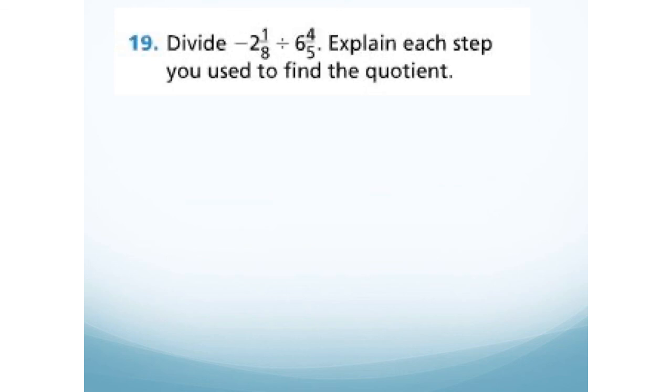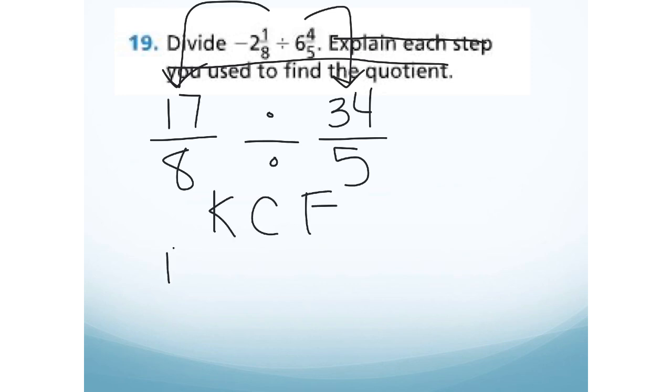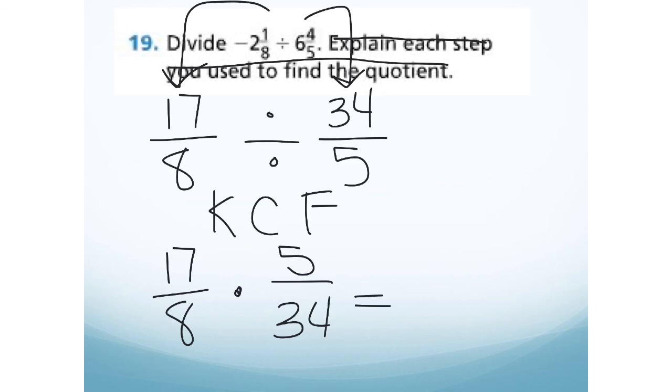Okay, for question 19, it says explain each step, guys. You don't have to do that. You can just simply work this for me and get your final answer. So what I will do first is convert both of these mixed numbers to improper fractions. So 8 times 2 is 16 plus 1 is 17 over 8. And for this next one, 5 times 6 is 30 plus 4 is 34 over 5. And then we will do our keep it, change it, flip it. And we'll multiply it straight across. So we will have 17 times 5, which is 85, and 8 times 34, which is 272. And we will leave it at that.